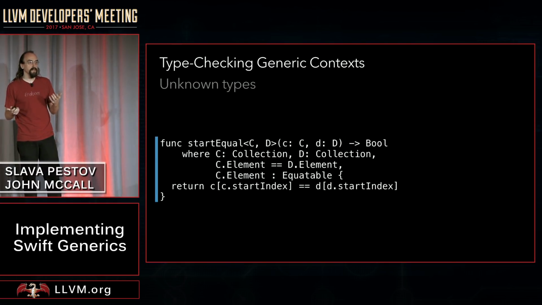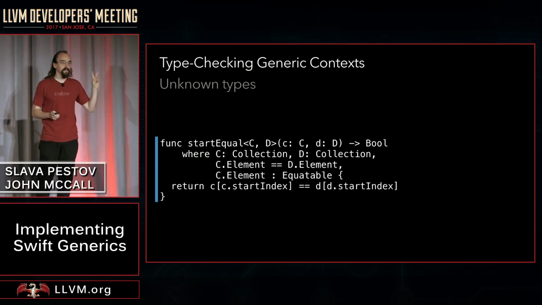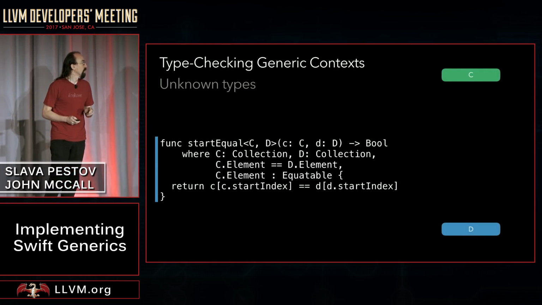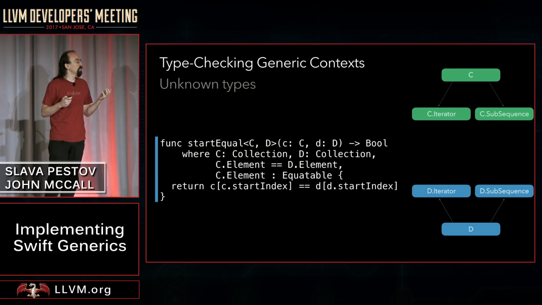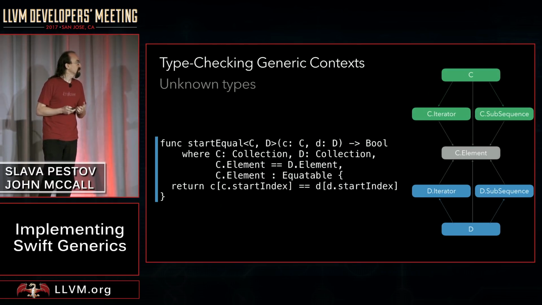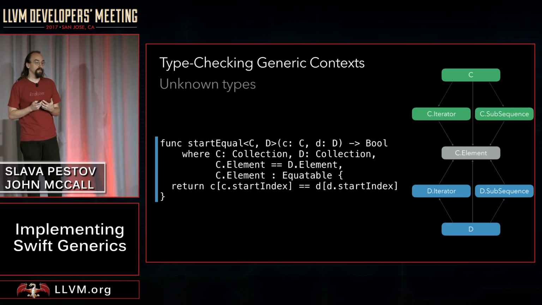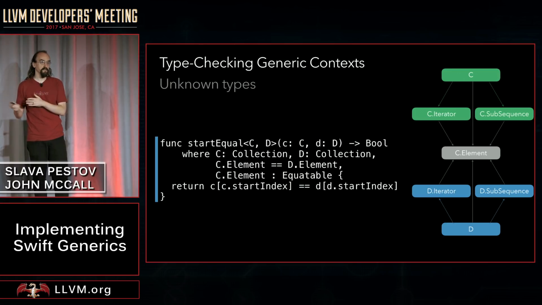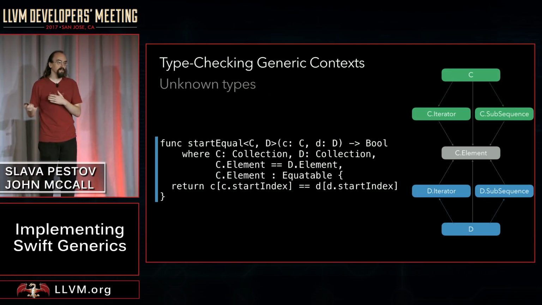What are the unknown types in this context? Well, it takes two generic type parameters, C and D. And C and D themselves have associated types. We don't know anything else about the iterator type and the slice type of these two associated types of C and D. They're completely unconstrained. So those are all the independent associated types. But they also all have an element associated type. And that's the same type for every single one of these unknown types. So in this generic context, I end up having exactly 7 associated types, 7 unknown types.